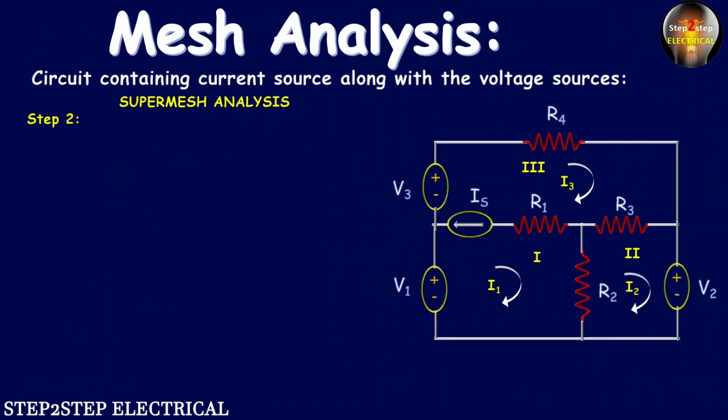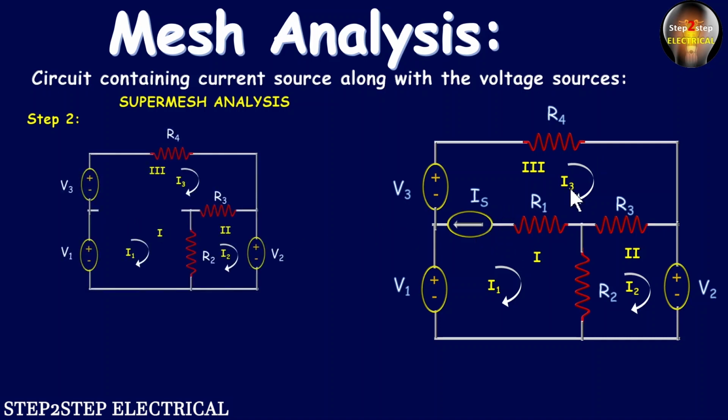So in the second step, what we see, we have to remove this branch containing this current source. So after removing this branch, we will get this circuit. Here I3 current flows in this loop, and after removing, it is still flowing in this voltage source, R4 resistor and R3 resistor. While this I1 current, after removing this branch, is still flowing through this V1 and R2. We will write the KVL equation for this.